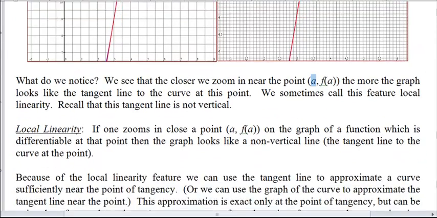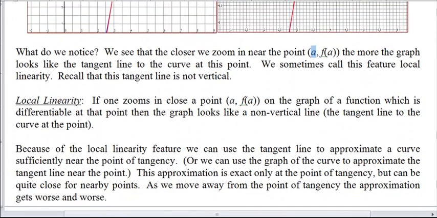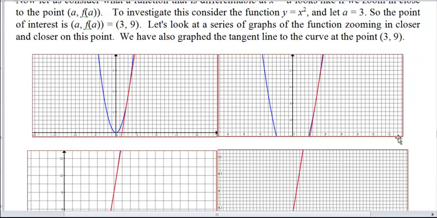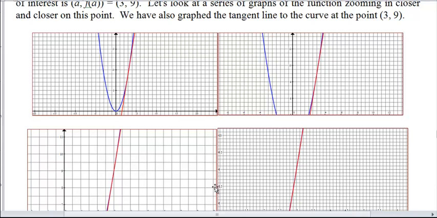One of the things we can do is use the tangent line to approximate a curve sufficiently near the point of tangency. We'll look at that a little bit later. Or we can use the graph of the curve to approximate the tangent line near the point. The two are very close together. They only match exactly at the point of tangency, but they can be very close for nearby points. And of course, as you move away, those two are no longer quite so close together. So right in here, extremely close together, extremely close here. A little further as we get away here, you can see it. And of course, here quite a ways away from the point of tangency.